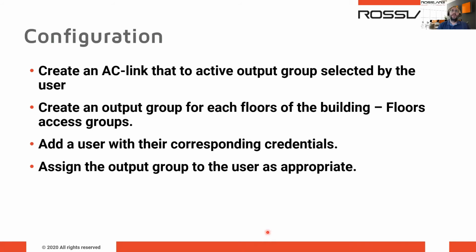We need to know we cannot share more than one output group per user. Then we can add a user, and we will assign an output group to the user. The output group will be assigned per the floors this user is allowed to access. Of course, the user must have access rights to the readers also. If the user doesn't have access rights to the reader, it will not work.